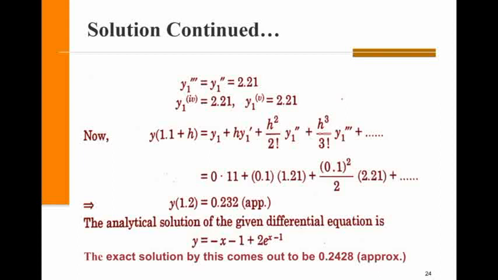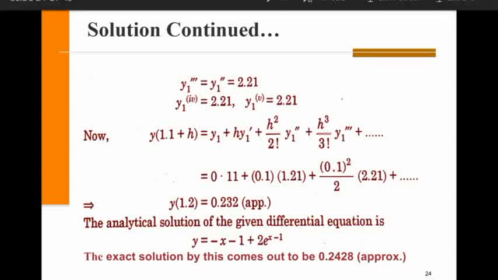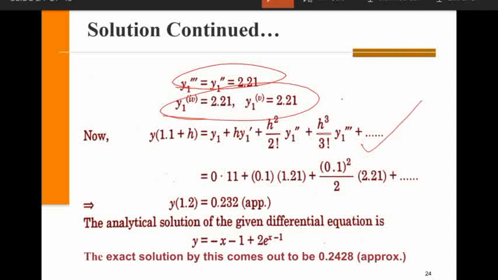That means 0 is replaced by 1 now, because you have to find the value of y2 with the help of y1. So all the derivatives you have calculated, all the values, like the triple derivative, fourth derivative, and in the previous step you have calculated other values. Substitute all these values here, you will get the value of y2. So this is your y2. Now also we have calculated the analytic solution, as you have done in your previous unit number 1. So the analytic solution comes out to be this one.